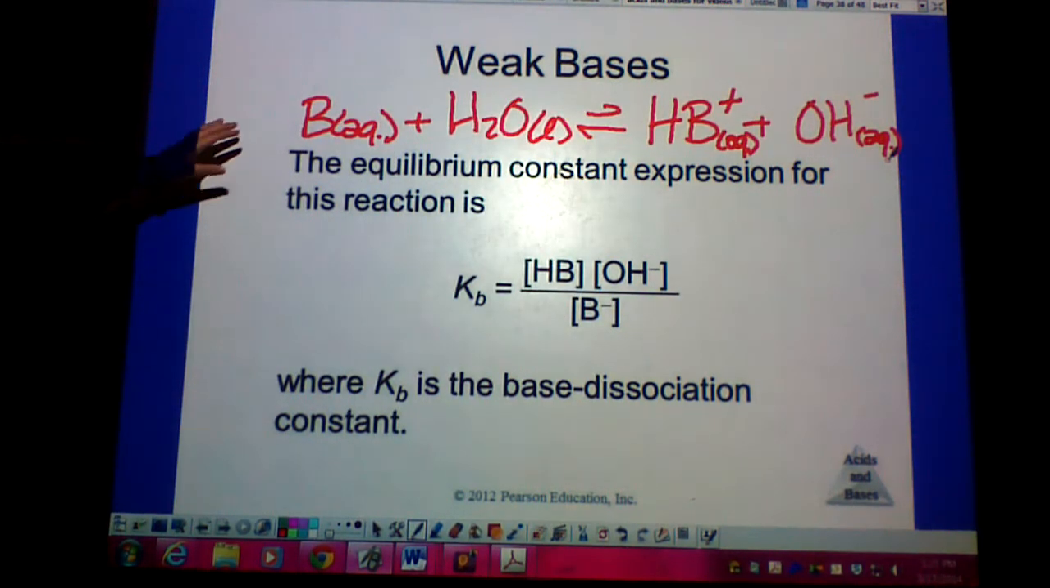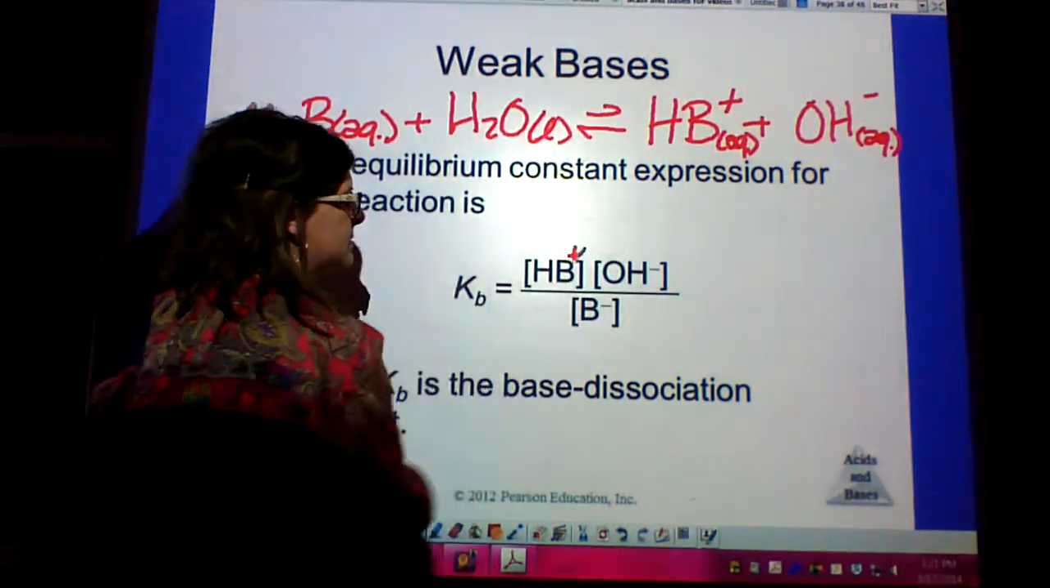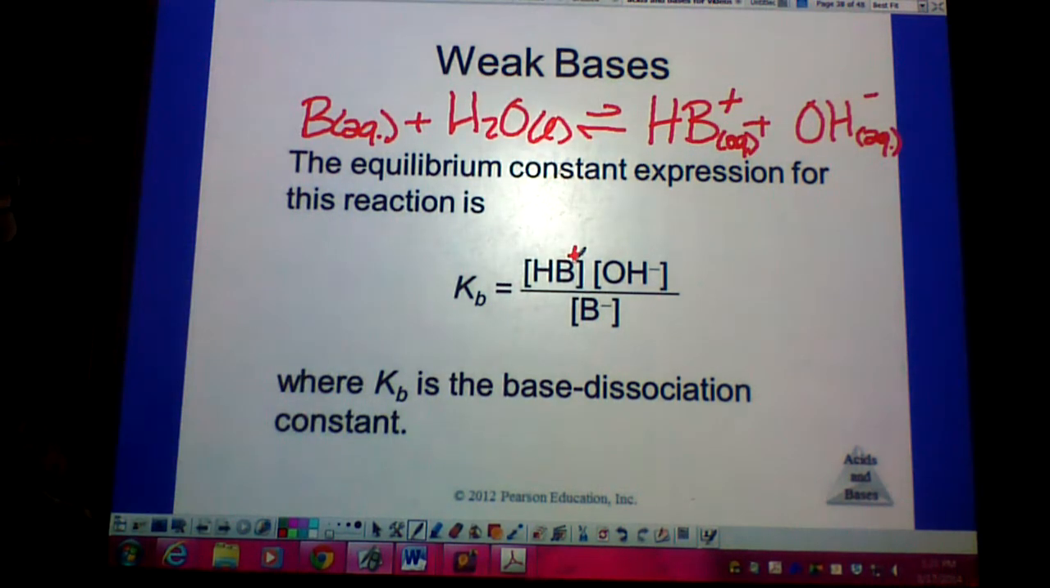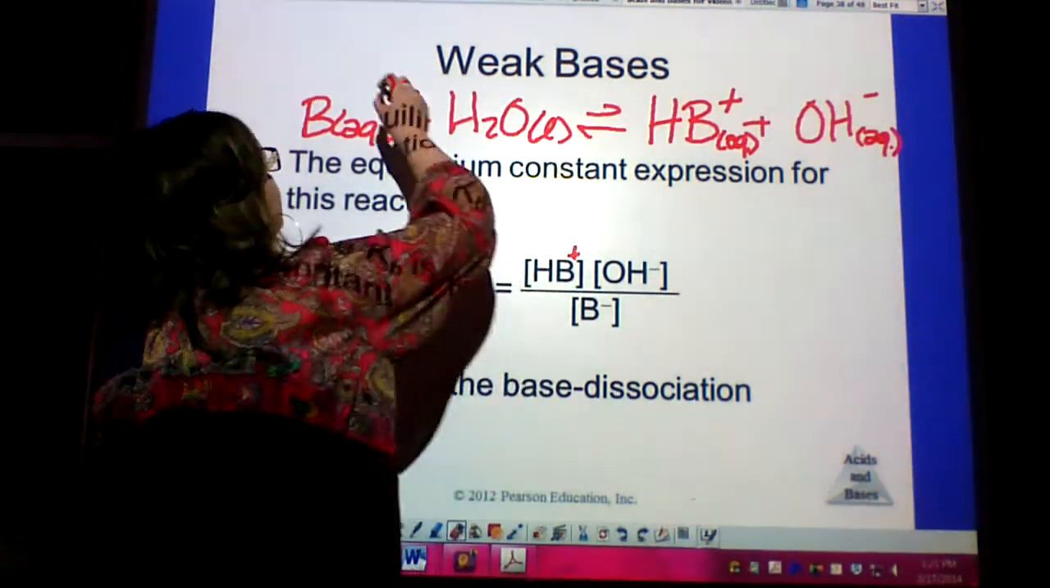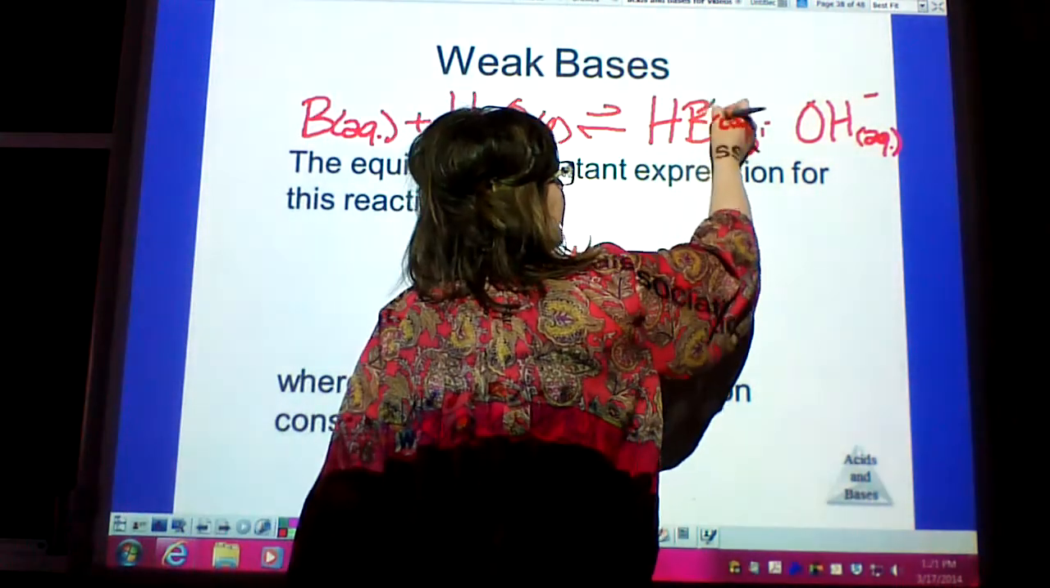So if I write the equilibrium expression for this reaction, I have HB plus, sorry, guys, times the concentration of OH minus. Oh, just kidding. Apparently we made this B minus.